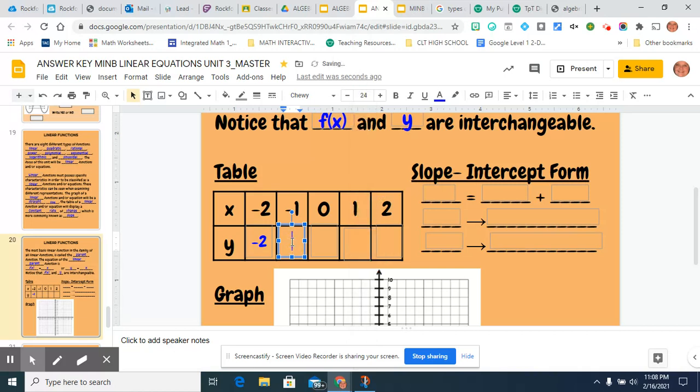When I put in -1, my answer is going to be -1. If I put in 0, my answer is going to be 0. If I put in 1, my answer is going to be 1. When I put in 2, my answer is going to be 2.